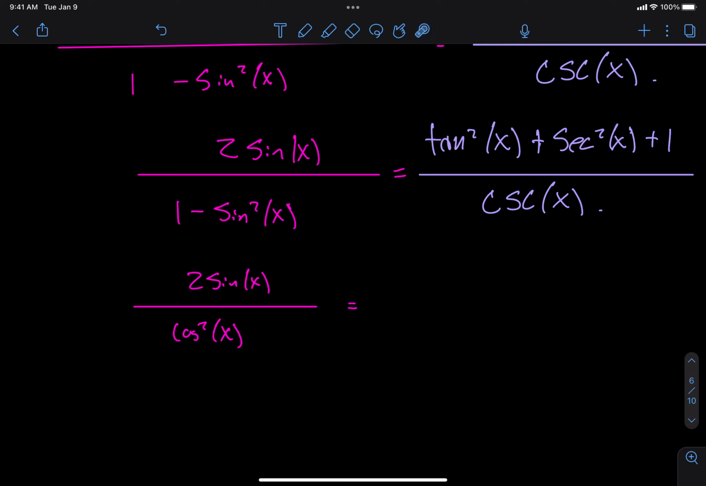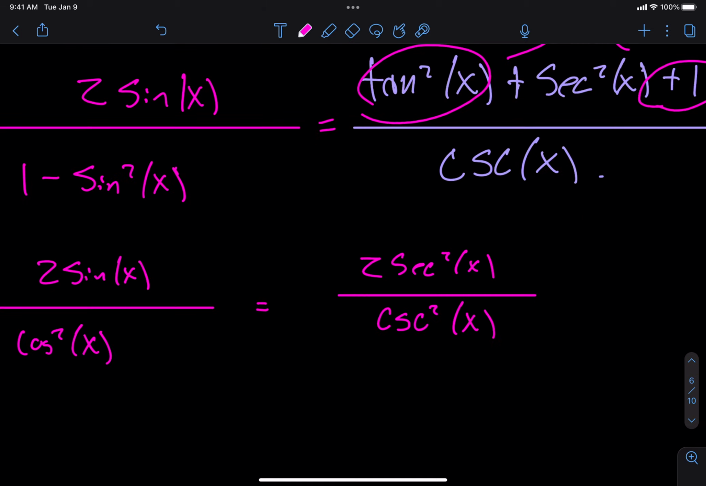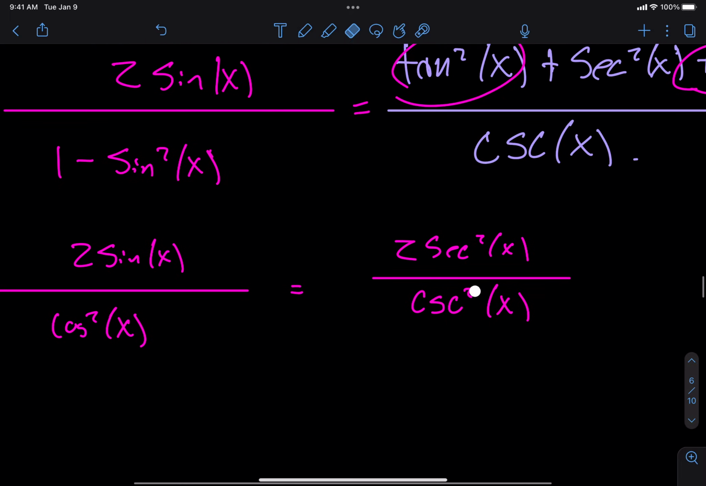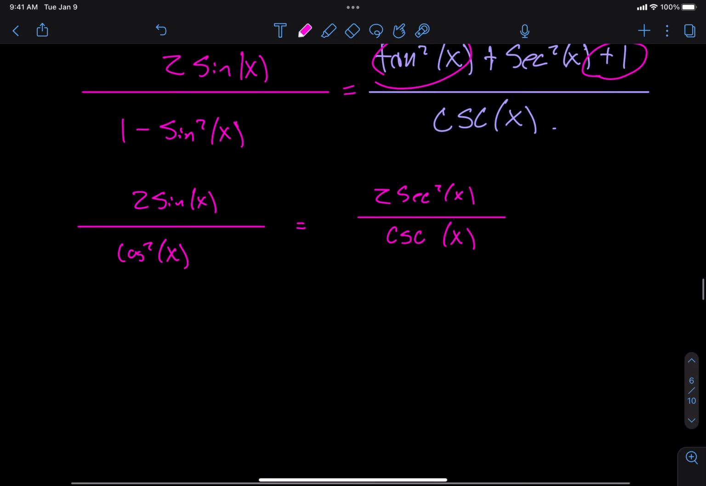Now how about the right-hand side? I am going to replace tan squared of x plus 1 with secant squared of x, and then add that to secant squared of x. So I should have 2 secant squared of x over cosecant of x. Is it cosecant squared? No, it's just cosecant. Sorry. So I've made quite a bit of progress. This is looking like it's in much better shape now. But I still can't really see why this should be true.